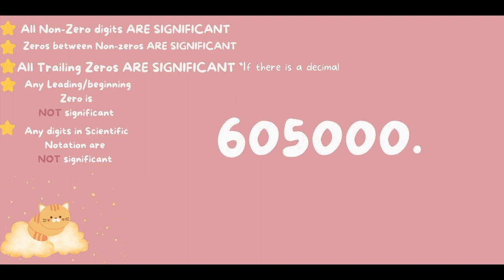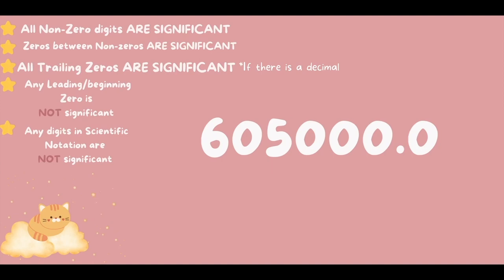Alrighty, next we have 605000 with a decimal point. How many sig figs can you find here? We have 6 total sig figs, 6 and 5, and the 0 between all count as sig figs, and then the trailing zeros after 5 count because there is a decimal point.